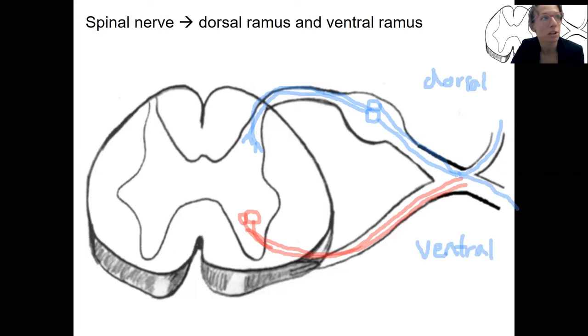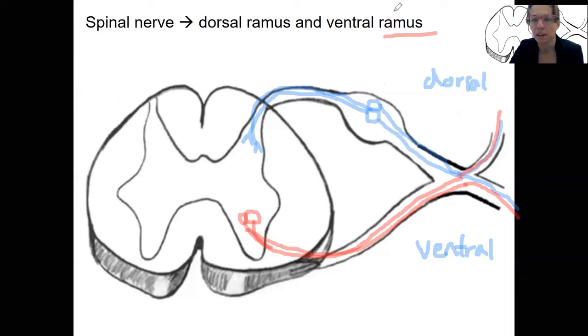And same with the motor information. So if we go to look at our motor neurons, we've got two different somatic motor neurons in the ventral horn of the spinal cord. Those neurons are going to all go through the ventral root. They're all going to go through the spinal nerve, but then some might go to the dorsal ramus, and some might go through the ventral ramus. So there's that split. Those are the rami.